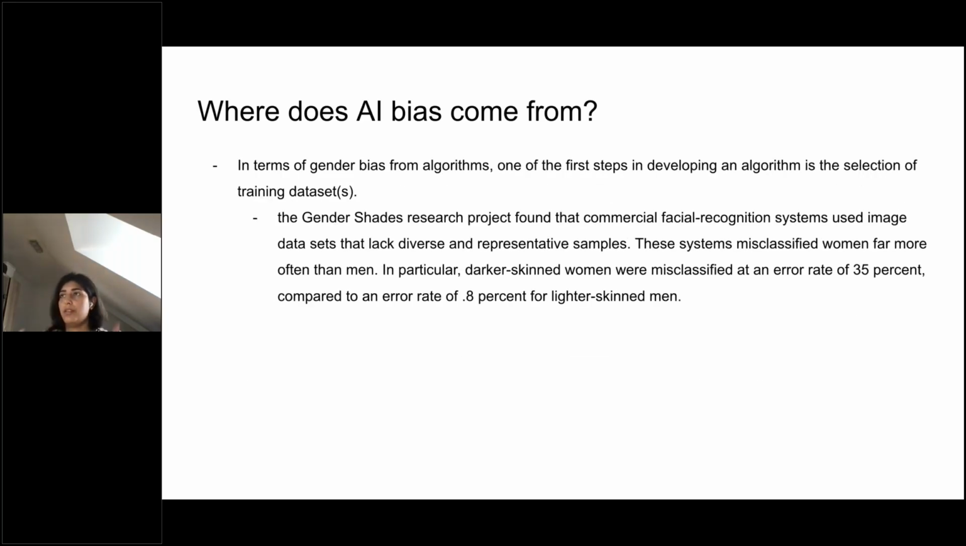Then, for example, there is one very classic example. The Gender Shades research project basically had a commercial facial recognition system which uses image data sets, but it also lacks diverse and representative samples in it. So how would my machine learning model learn in the end? It's tricky, right? So these systems misclassified women far more often than men.